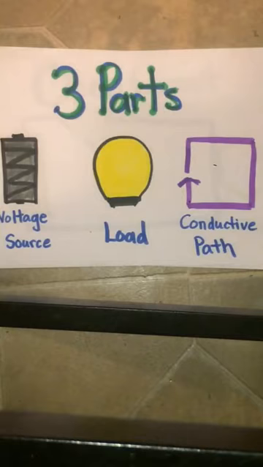A circuit has three parts. First is the voltage source, like a battery or a wall outlet. This provides the power for the circuit. Without this, there would be no electrical current.